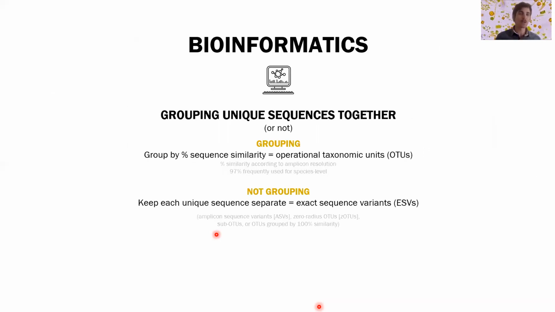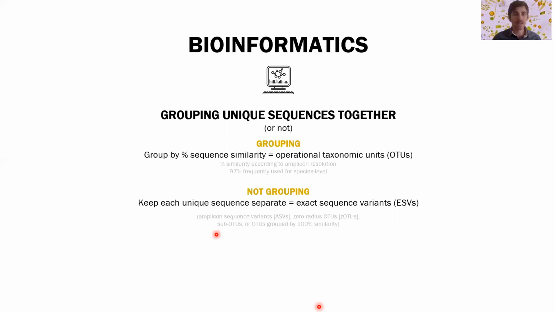Basically, you can group unique sequences together by percent sequence similarity into taxonomic units called operational taxonomic units, or OTUs. This is a term many of you are maybe familiar with. Basically what you're doing is you have 2 unique sequences, but these sequences are, let's say, 99% the same. So we just merge the 2 together and call them the same taxon.